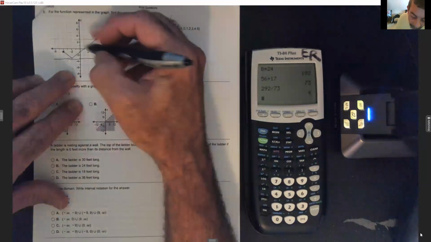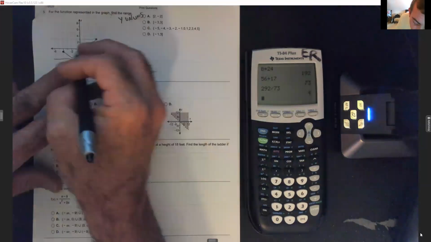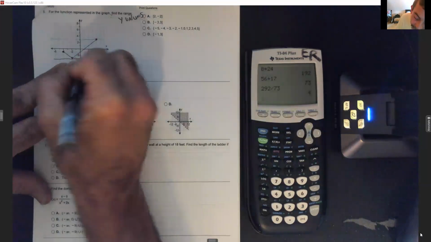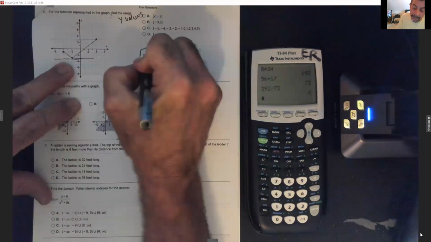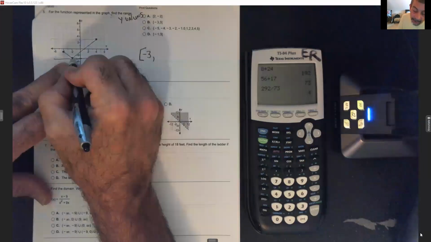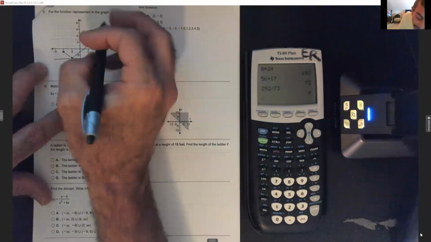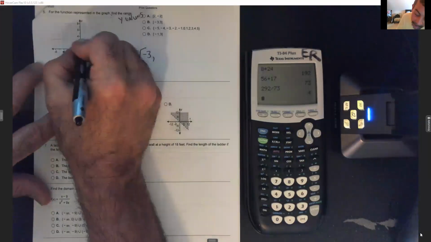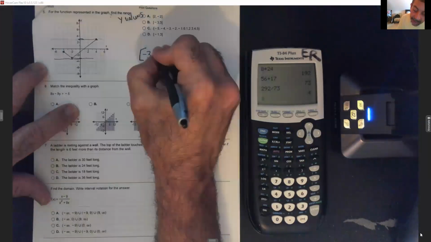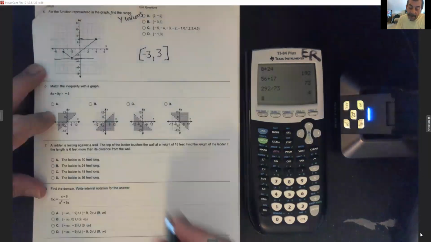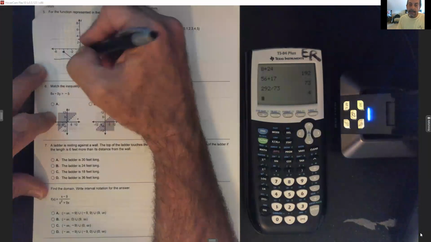So I always start from the bottom. So this is the bottom point, and if you notice, it's over here at negative 3. And we always use brackets on the range, remember, because that number is included. And then this is the highest y value, and this y value is coming over here at positive 3. So from negative 3 to 3 is my range. Remember, the range is the y values, not the x's.